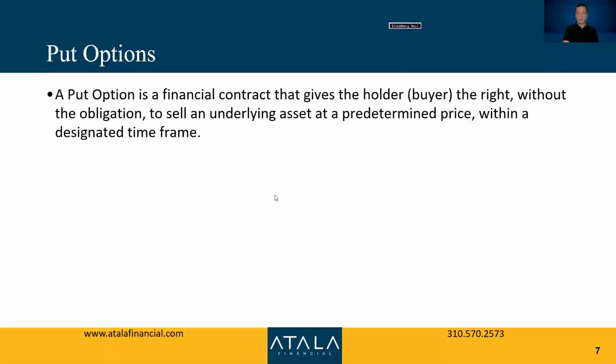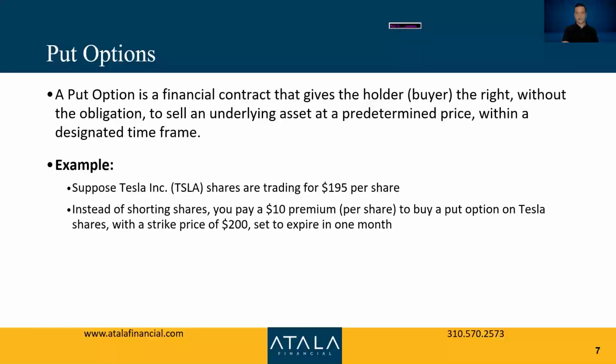The other kind of options are put options. Put options are a financial contract that gives the holder or buyer the right without the obligation to sell an underlying asset at a predetermined price within a designated time frame. So, for example, suppose Tesla shares are trading for $195 per share. Instead of shorting shares, you pay a $10 premium per share to buy a put option on Tesla shares with a strike price of $200 set to expire in 1 month.